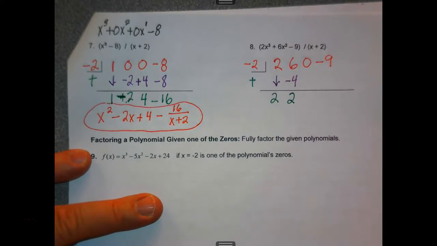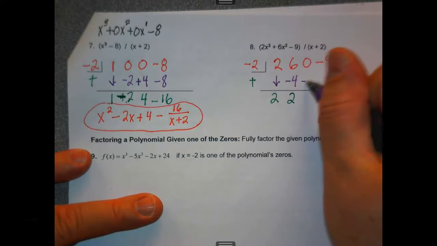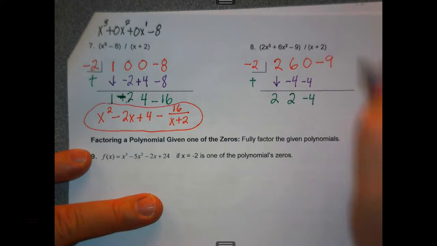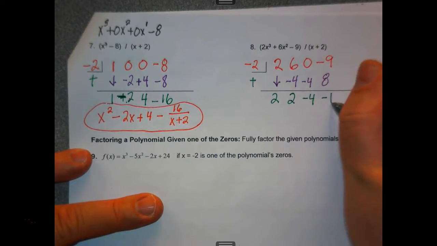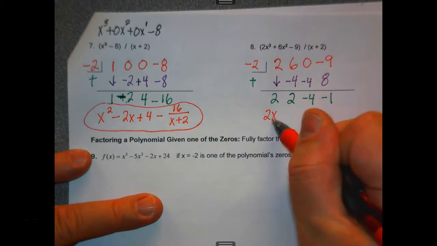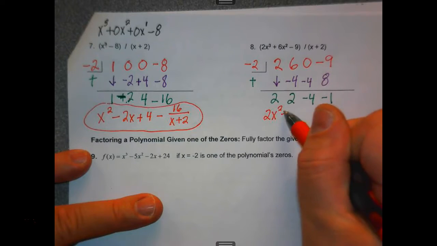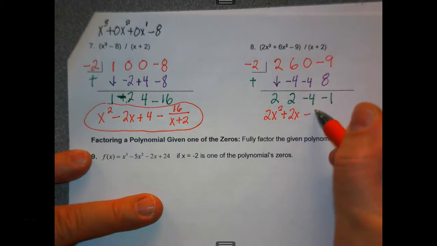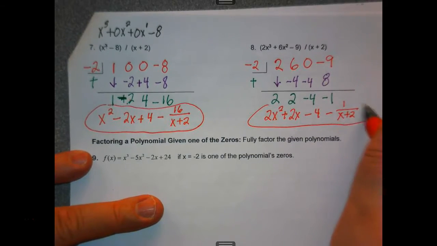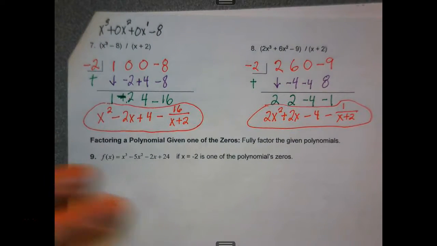2 times negative 2. Negative 4 plus 0. Negative 4 times negative 2. 8 plus negative 9. So my answer is -1. 2x squared plus 2x minus 4 minus my remainder 1 over x plus 2. See how easy that is?